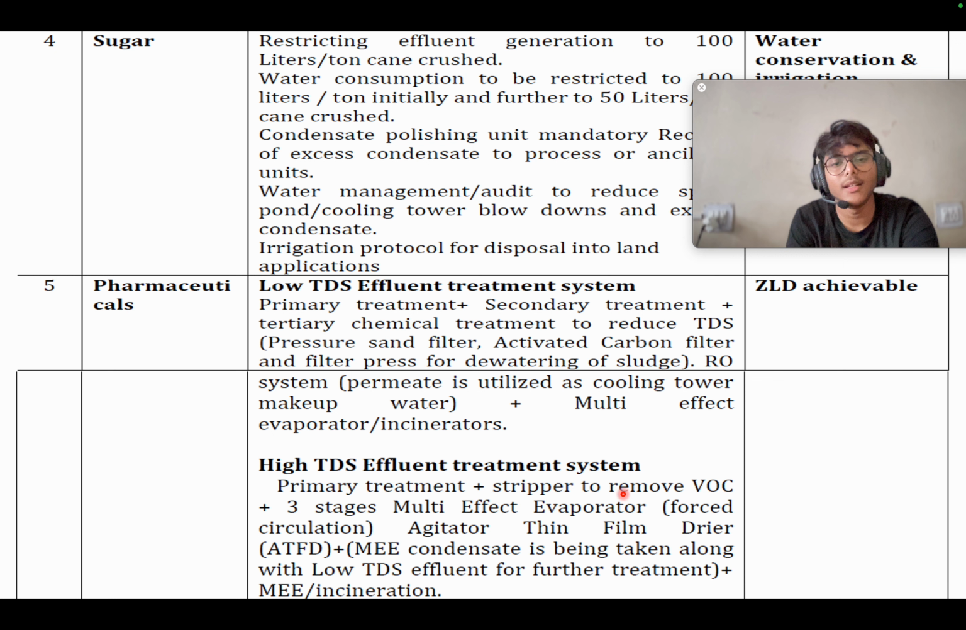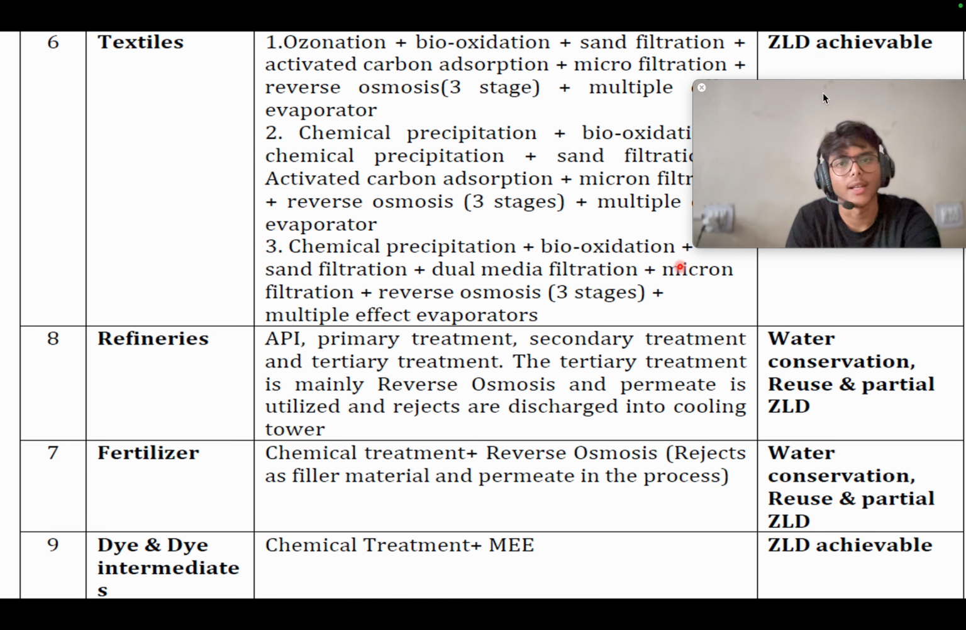In a high TDS effluent treatment system, primary treatment plus stripper to remove the VOC plus three stage multi effect evaporator, forced circulation, agitator thin film dryer, ATFD, and ME condensate is being taken along with the low TDS effluent for further treatment plus ME or incineration. Okay. Next we'll see the textile industry.